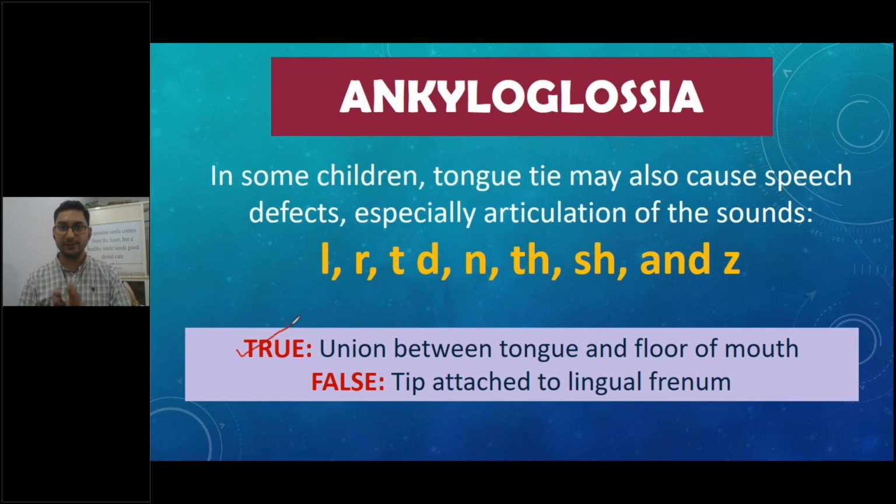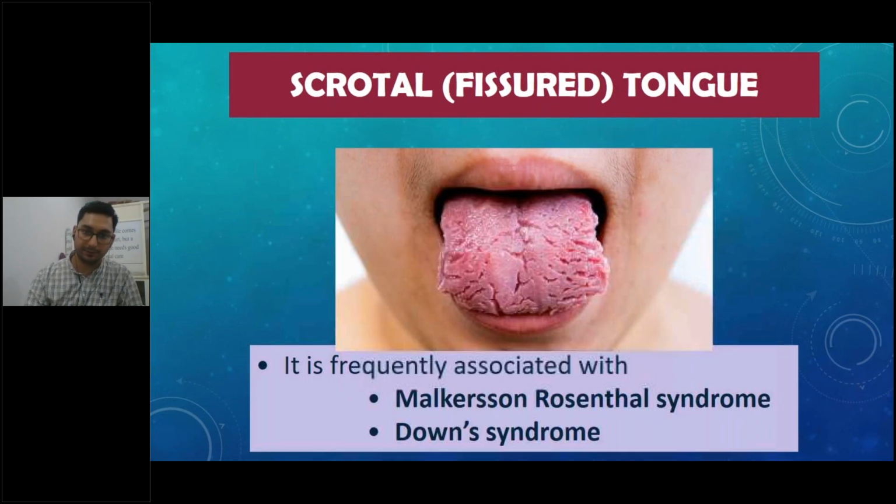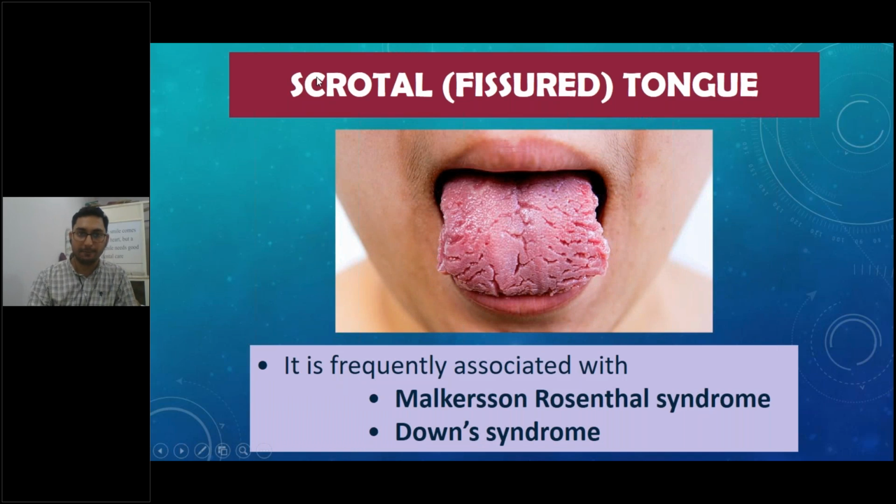True ankyloglossia is complete fusion of the ventral surface of the tongue with the floor of the mouth. There is no frenum, right? So that is true ankyloglossia. False is what we all usually know: tongue tie, small frenum, short frenum, right? So that is false. True is complete fusion. That is all you need to know out of this topic. So move on to the next thing, scrotal tongue, or the Fisher tongue.